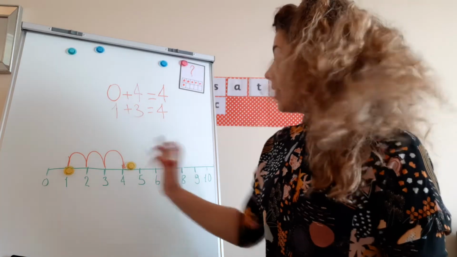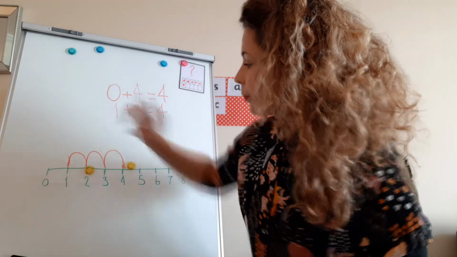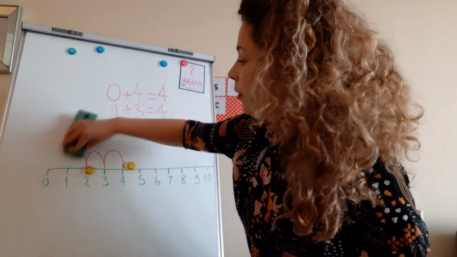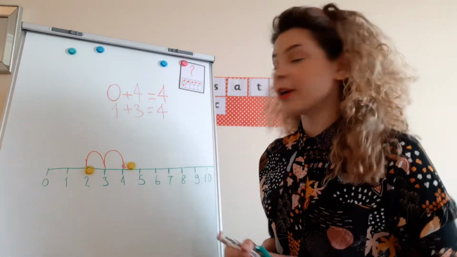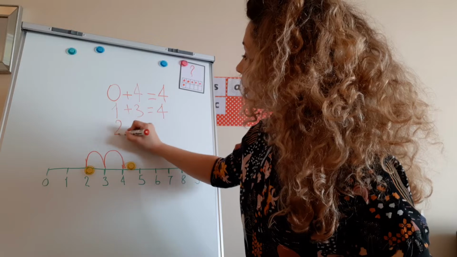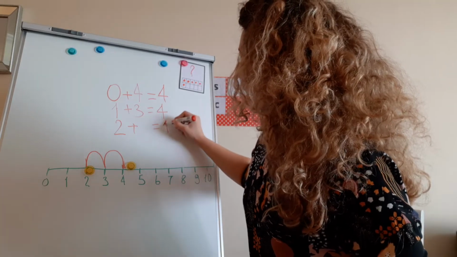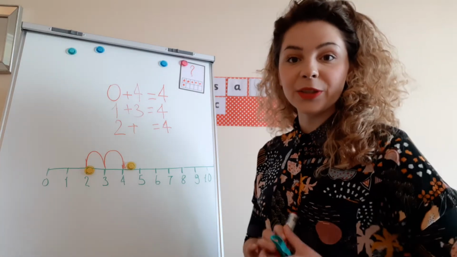Okay? Now, how about number 2? If we start from number 2, how many hops do we have to add to get to number 4? So I'm going to write this, let you think about it for a few seconds, and then tell you the answer.